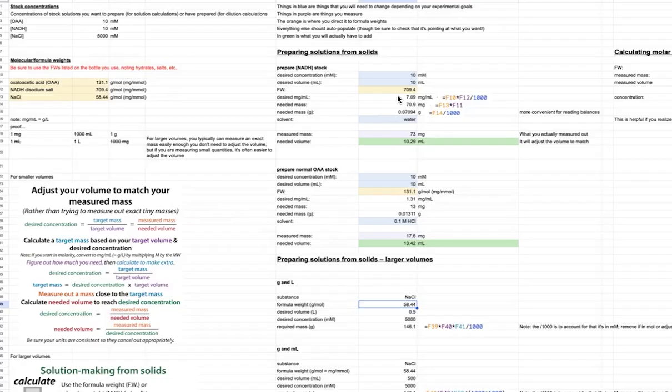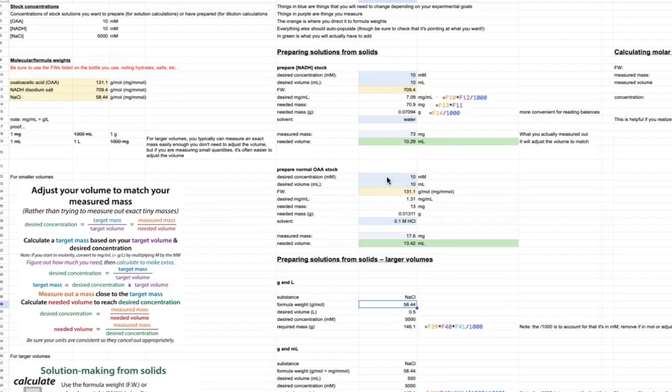But if you measure a slightly different mass, then you have a slightly different volume. So in this example, if I wanted 10 milliliters of 10 millimolar of this, I would need 70.9 milligrams. But say I measured out 73 milligrams. In this case, I would need a little more than 10 mLs because I weighed out a little more than 70.9 milligrams. So this will calculate that I need 10.29 mLs.